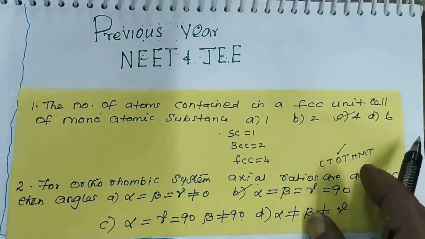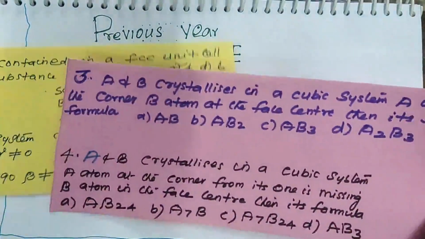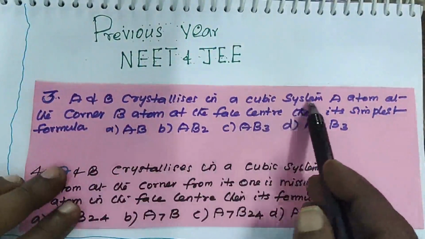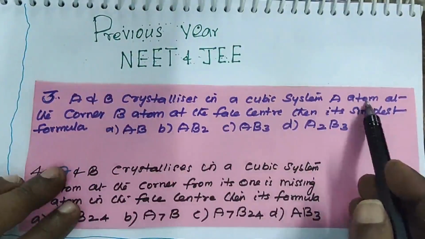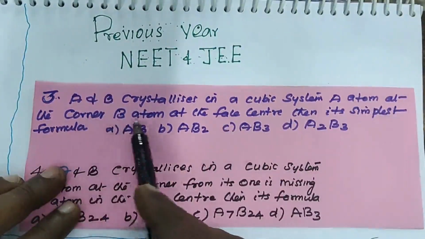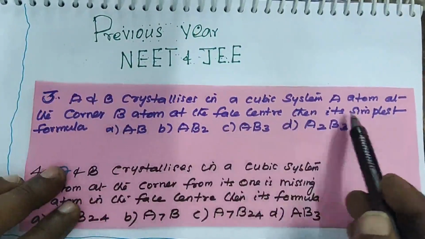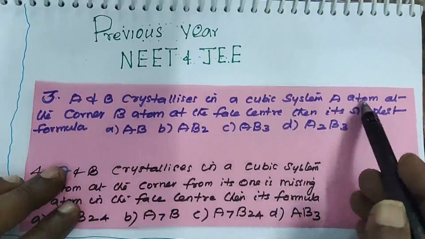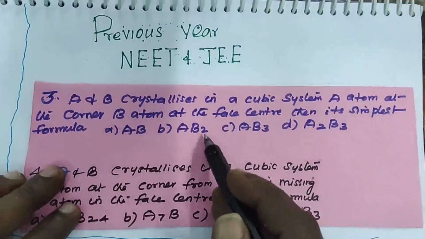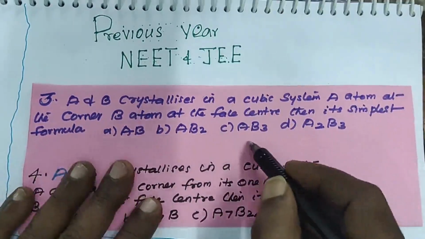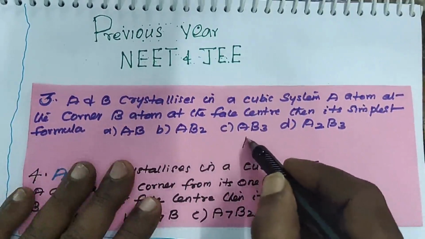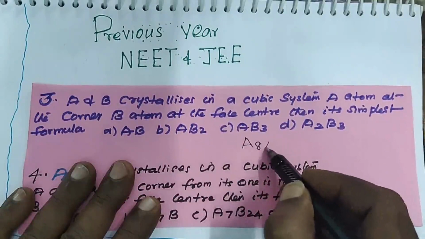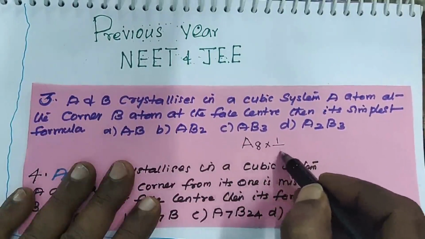Then question number 3. A and B crystallize in a cubic system. A atom at the corner, B atom at the face center, then its simplest formula. I already discussed how many corners in the unit cell? 8. So 8 into contribution is 1 by 8.